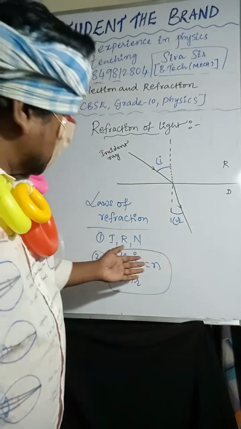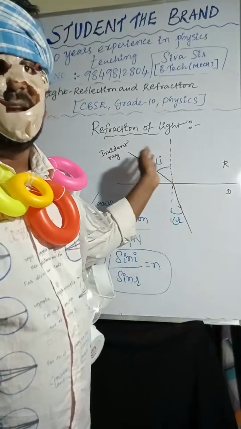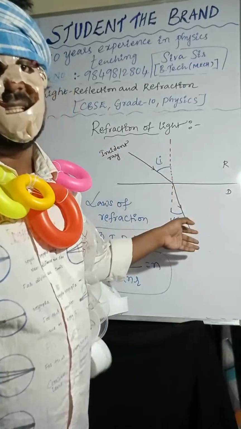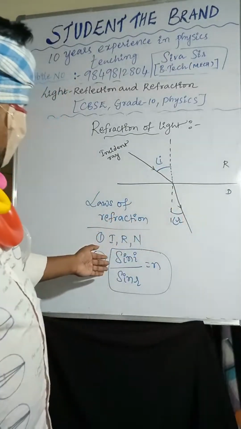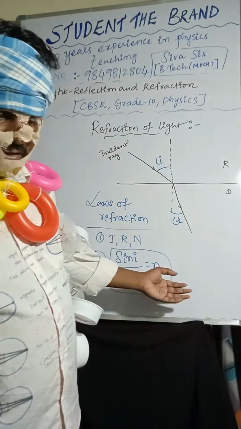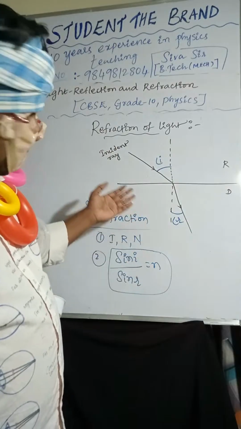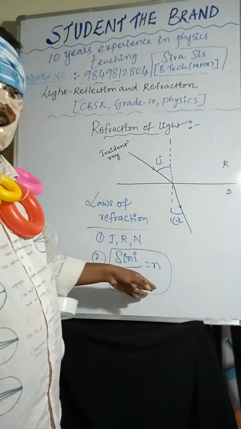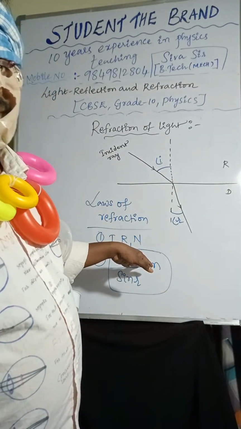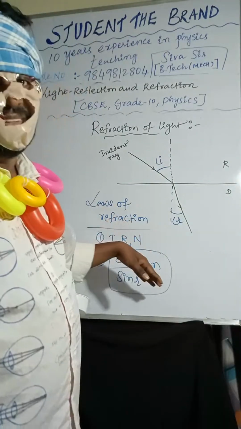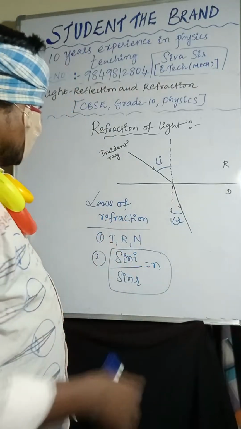Once again, you can observe the incident ray, refracted ray and normal line lie in the same plane. And the sine of the angle of incidence to the sine of the angle of refraction is equal to a constant. That is nothing but sin i by sin r equal to a constant.